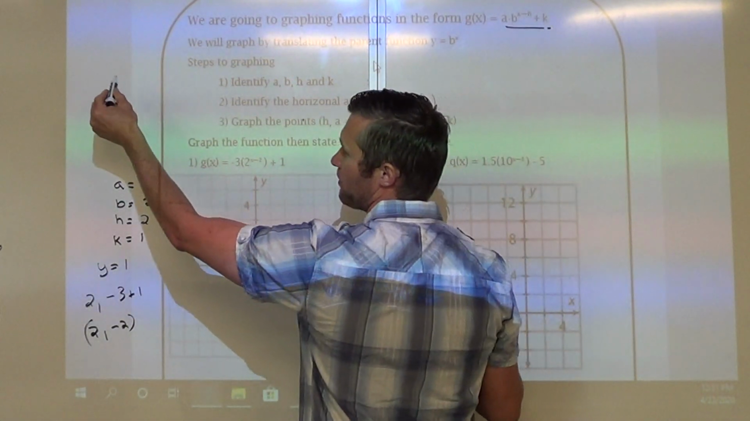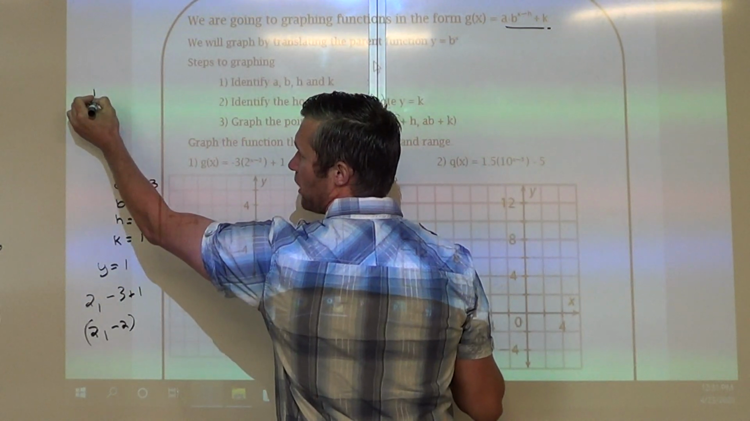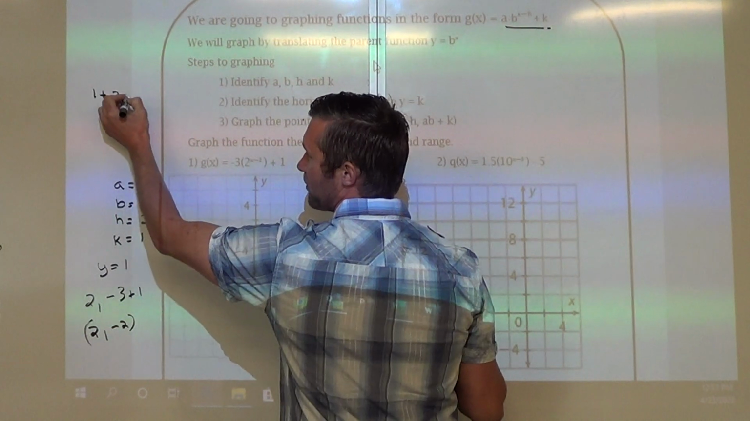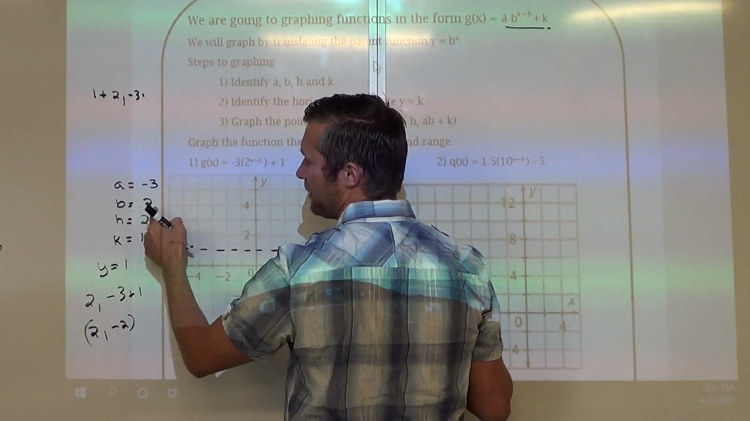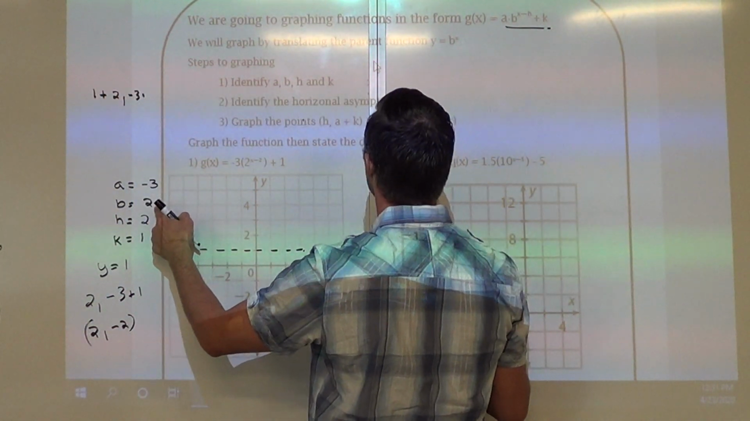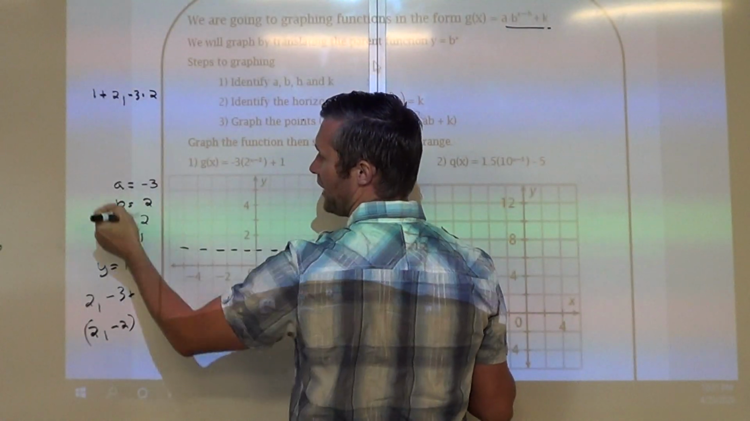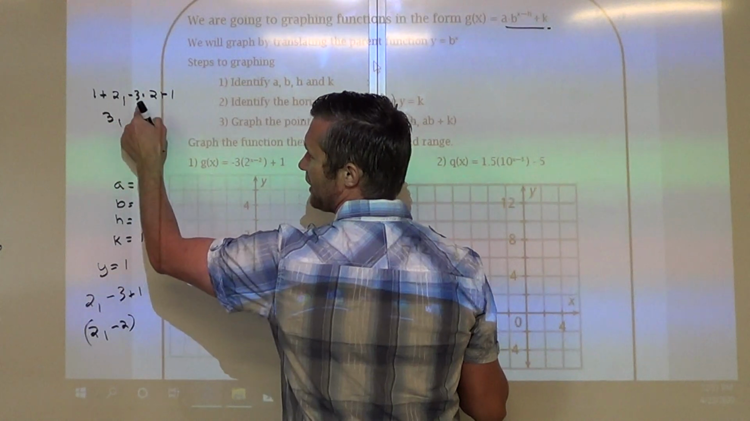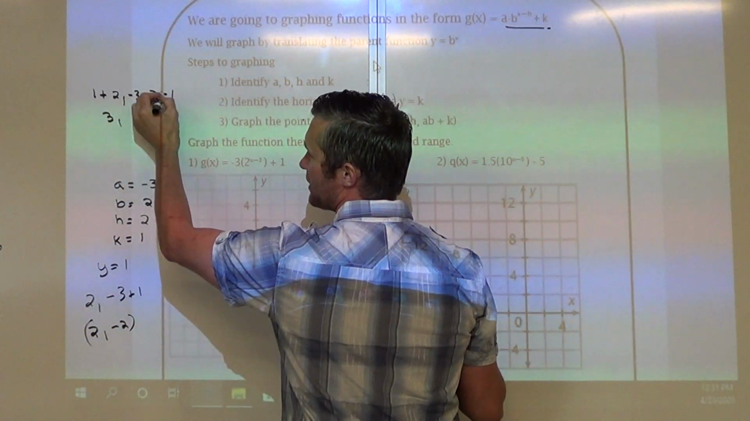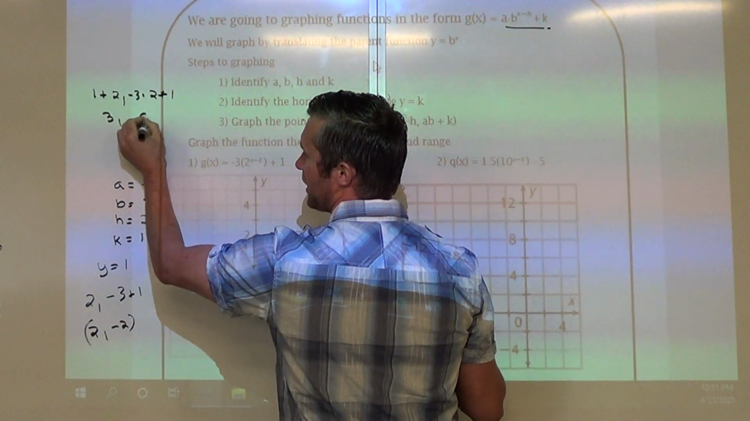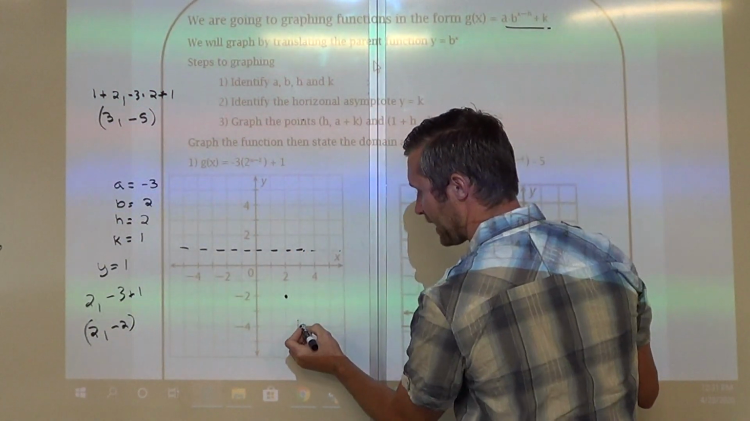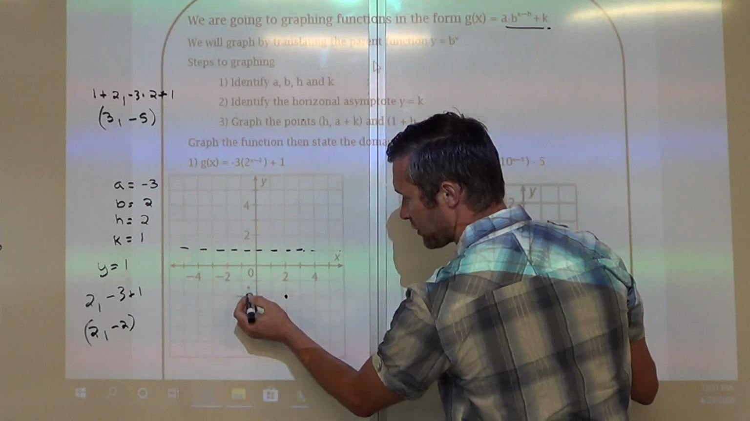Then our next one says, okay, it's whatever your h value is plus 1. Running out of space, I'll put it up here. Our second reference point is 1 plus our h value 2. And then it's our a times our b, so negative 3 times our b value of 2, and then plus k. So that would be 3. And then negative 3 times 2 is negative 6, plus 1 is negative 5. So we go ahead and graph that one: 3, negative 5.